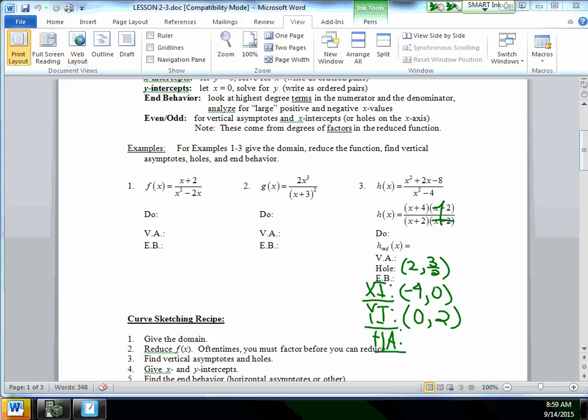Okay, so now let's look at our VAs. This is your reduced form. So now to get our vertical asymptote, set the denominator equal to 0, and that's x equals negative 2. So now it's pretty easy to get our domain. X is in all reals such that x cannot equal whatever your vertical asymptote is and whatever your hole is. So x cannot equal 2 or negative 2.